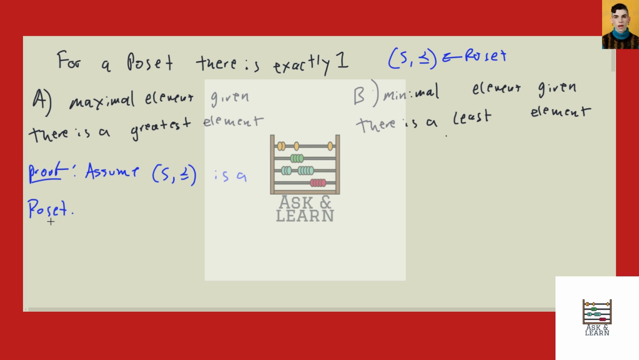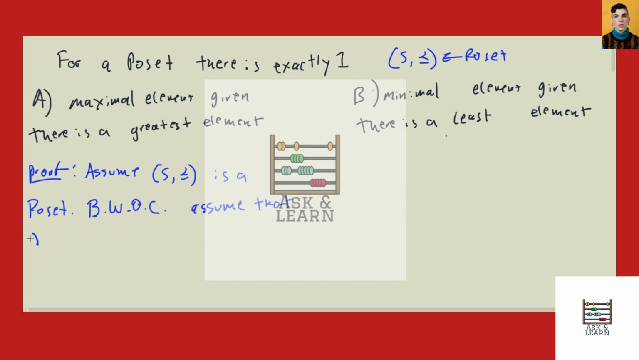Well, most of the time when there is something saying you want to show there is exactly one of something, you should do it by way of contradiction and assume there is at least two. That will usually be the right path, or at least the path of least resistance, to show this. Now we should tell the reader we're doing this by way of contradiction. BWOC just means by way of contradiction. So assume that S is a poset.